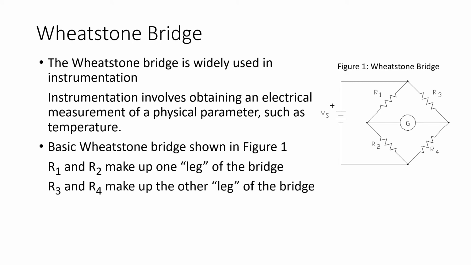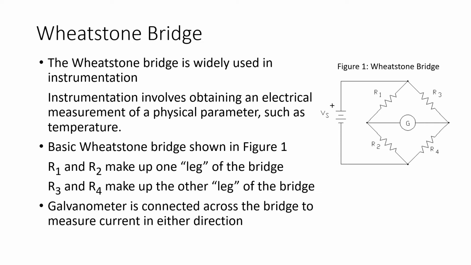Now, the circuit of Figure 1 shows us the basic configuration of a Wheatstone bridge. Resistors R1 and R2 comprise what is called one leg of the bridge. R3 and R4 make up the other leg of the bridge. And for this example, connected across the bridge is a galvanometer. And the galvanometer is simply an analog measuring device that allows us to measure current in either direction.